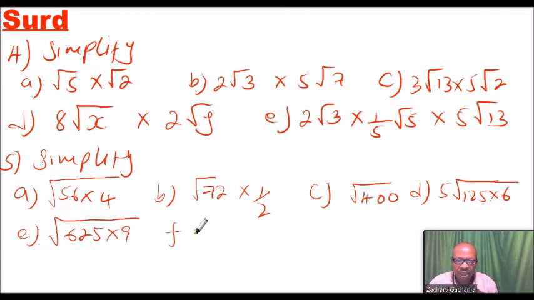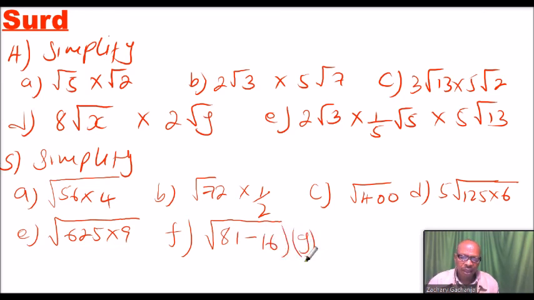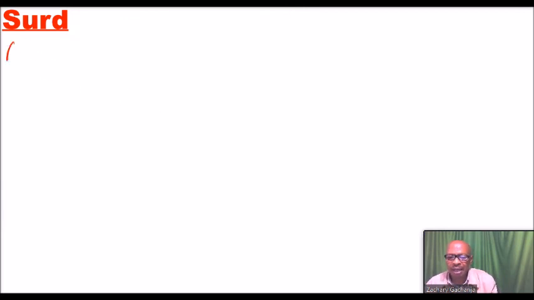We have F, this is root 81 minus 16. And we have G, which is root 150 multiplied by 360. So that's number 5. We have dealt with the multiplication operations. Then we have number 6, simplify.